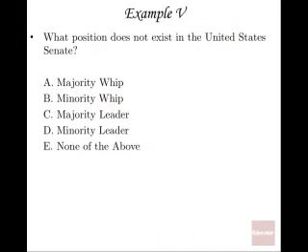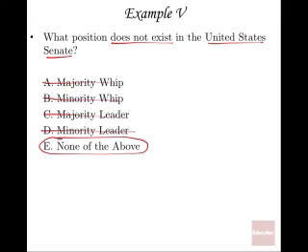Okay, and the final example here, example number 5. What position does not exist in the United States Senate? Again, this one should be very simple. There are majority whips, there are minority leaders, there are majority leaders, but there's no Speaker of the House in the Senate. And again, there is a majority whip, there is a minority whip, majority leader, and minority leader. So the answer is E, none of the above, because the Speaker of the House, that position is very unique to the House of Representatives.